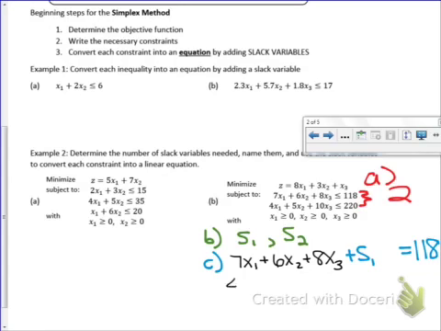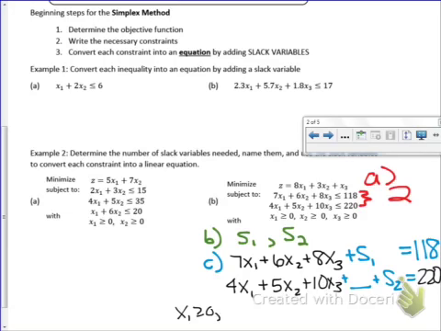Okay, and then for the second constraint, everything stays the same. 4x1, 5x2, 10x3. Leave a space for where S1 is. Put in your S2, change it to an equal sign. Bring down the 20. Okay, remember you've got to include the width.